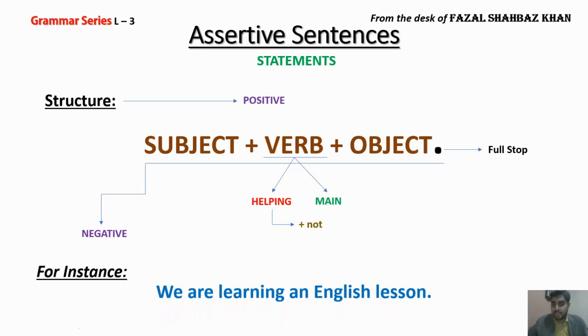This is an English lesson that you are learning, mashallah, and this is where we can divide things up. We is the subject, are is the first part of the verb, which is the helping verb. Learning is the present participle form, which is the fourth form in other words, and that's the main verb. An English lesson, these three words join together to form a single object. So this is an assertive sentence for you right now.